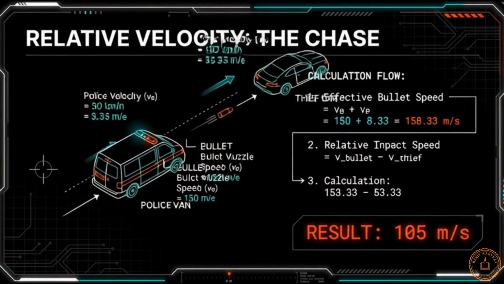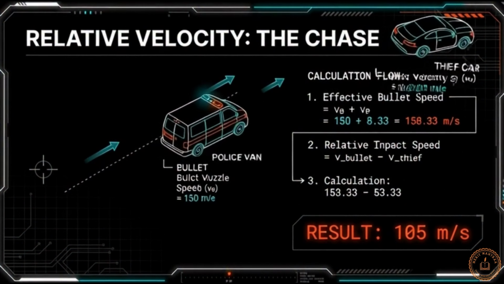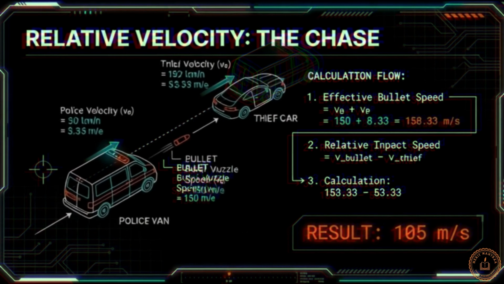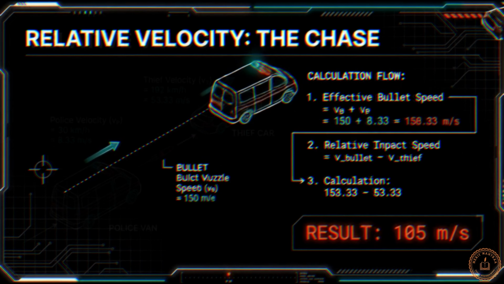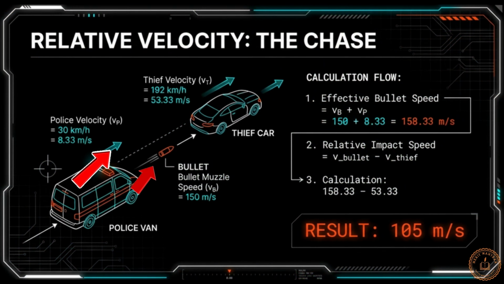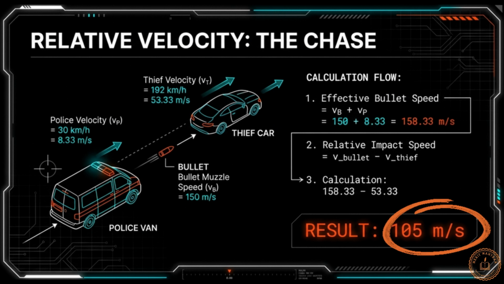So here's the setup. A police van chasing a thief's car. The police fire a bullet. We want to know the speed of the bullet relative to the thief's car. The key is to calculate the bullet's speed relative to the ground first. Since it's fired from a moving van, you add their velocities together. Then you find its speed relative to the target by subtracting the thief's speed. And the result? A whopping 105 meters per second. That's how fast the gap is closing between the bullet and the target.